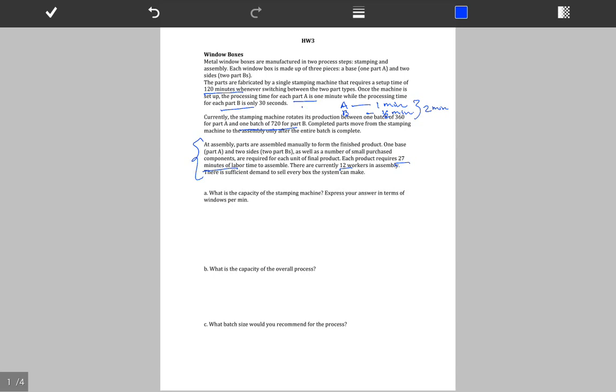The first question looks at the capacity of the stamping machine, and in the stamping machine we have setup times. When we have setup times, the capacity of the machine can be found by dividing the batch size by the sum of setup time plus batch size multiplied by the processing time per unit.